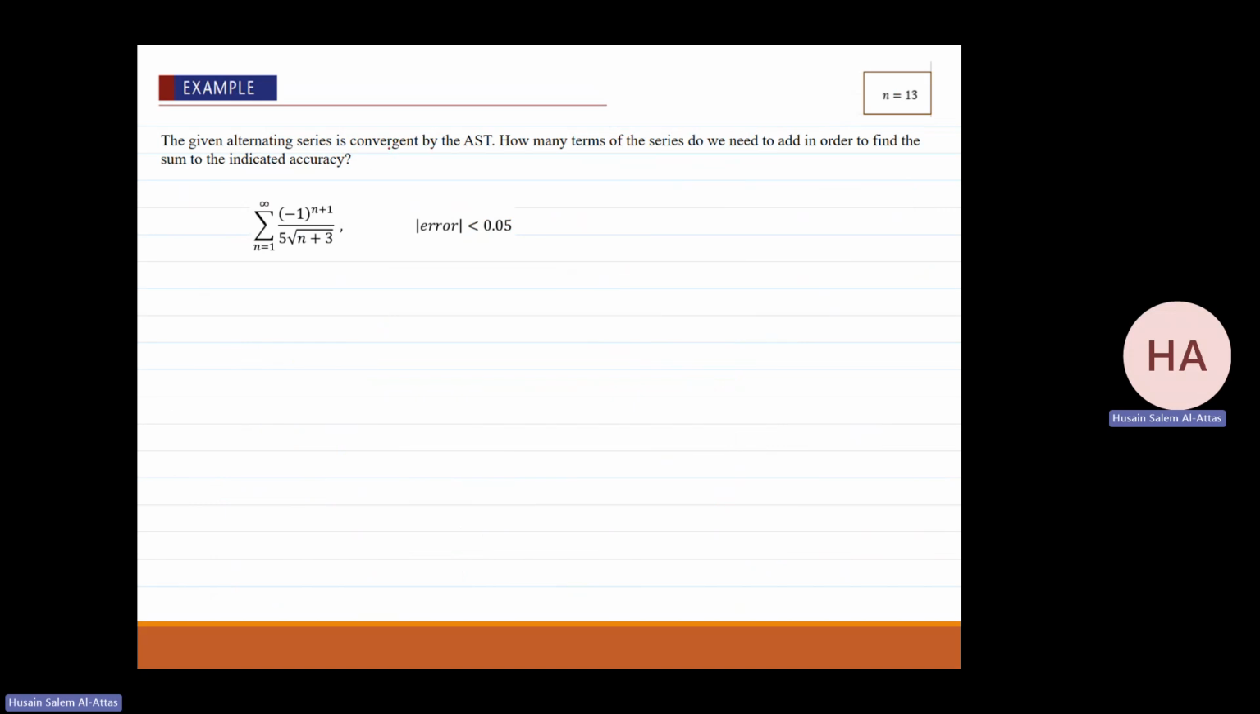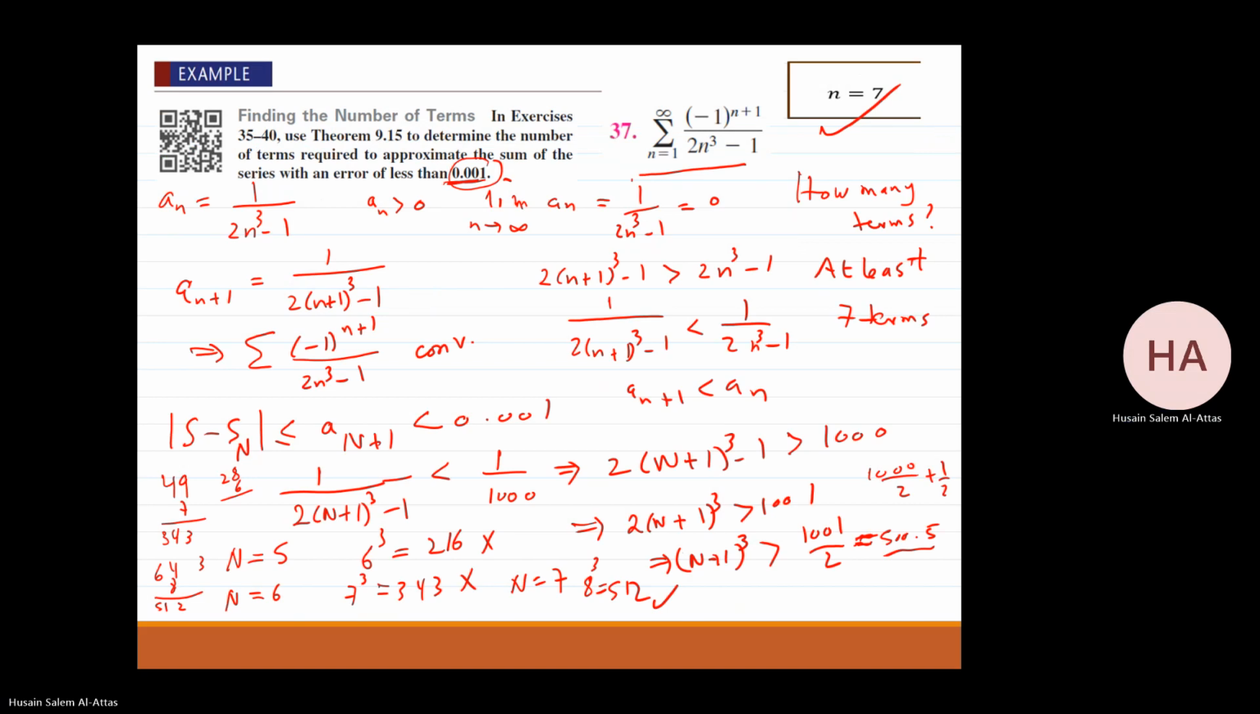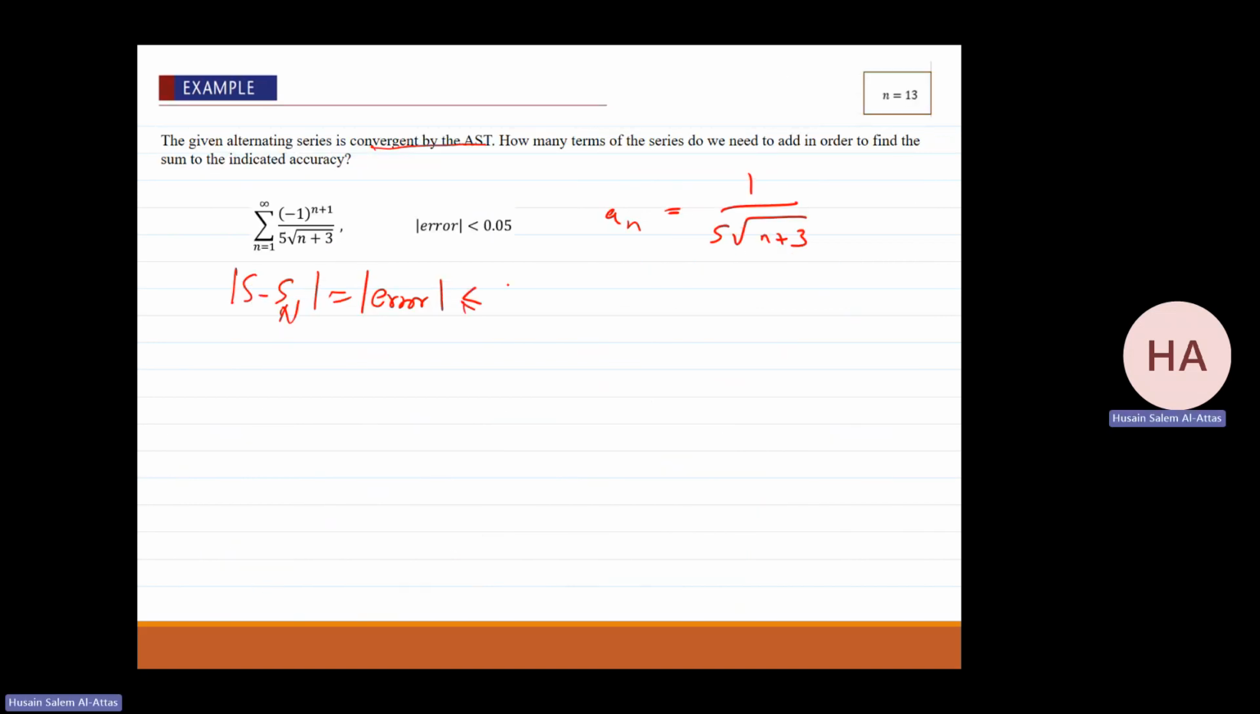Let me do this one. The given alternating series is convergent by this. Done, no need to do any check. I will just go to the error. What is a_n? It is 1 over 5 square root of n plus 3. So S minus S_N, this is the error, which is less than or equal to a_(n+1). I want this to be less than 0.05.